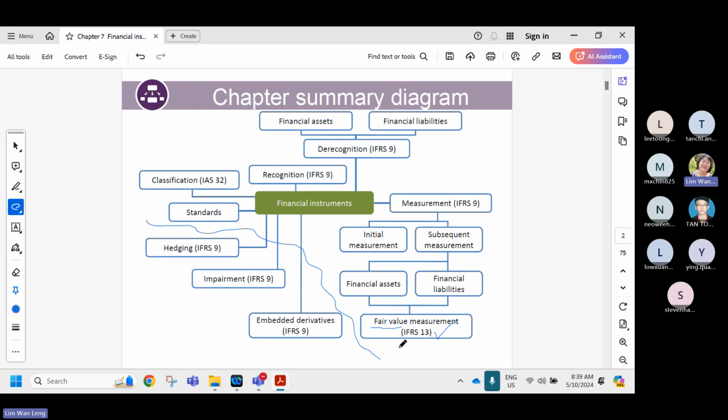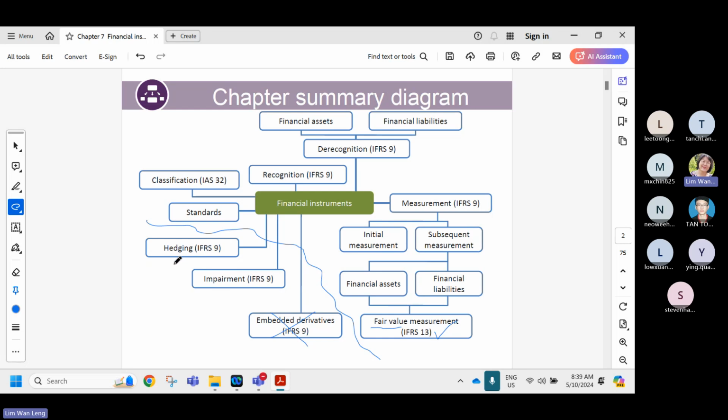And I think that IFRS 13 has already been covered by Miss Lim, right? Then the second part of the notes will talk about hedging, impairment, and embedded derivatives. However, embedded derivatives we are just going to remove, because the ACCA syllabus has removed embedded derivatives. So the second part of the notes, we will only be dealing with hedging.